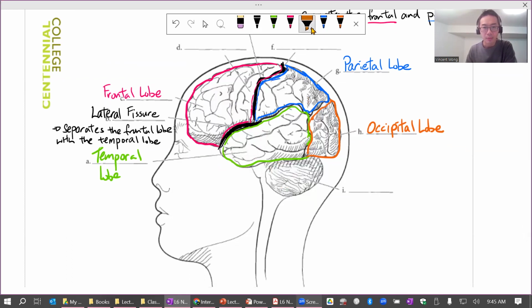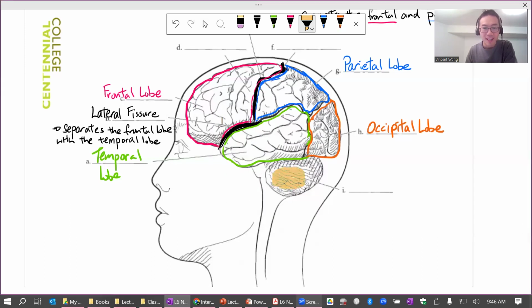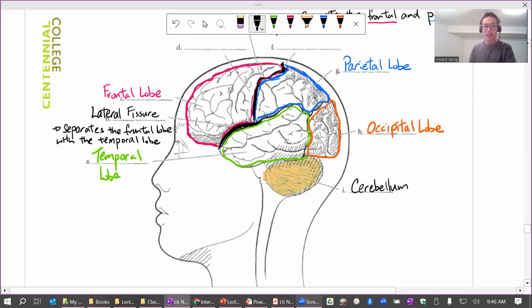That's not the color I want. I know you're thinking, why does the color matter? Because for some reason they always use brown for the cerebellum in all the diagrams. I couldn't really find the brown that I want, but there it is at the back. Cerebellum. I have not told you what it does yet. I just want you to recognize where it is.